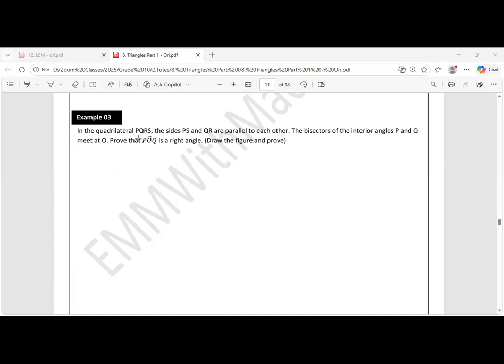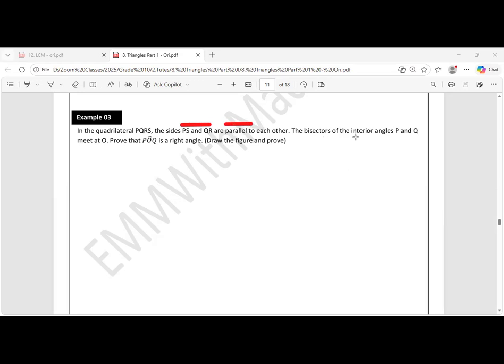In the quadrilateral PQRS, you have to draw a quadrilateral called PQRS. On that PQRS, the sides PS and QR are parallel to each other. Only parallel. They haven't given any other things that you need to know. Make note of what is important: only PS and QR are parallel. The other two sides we do not know.